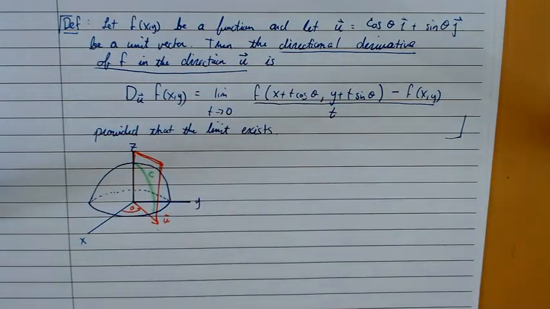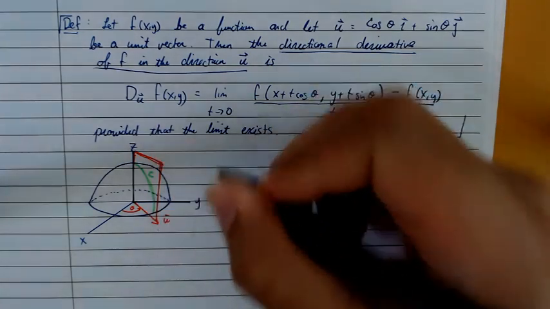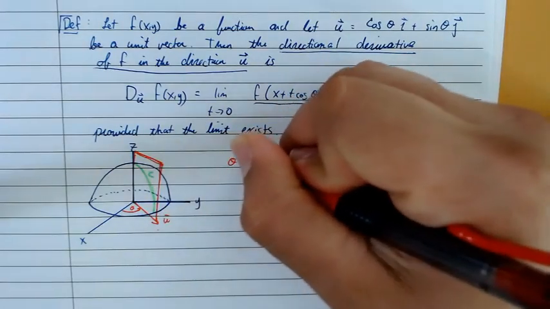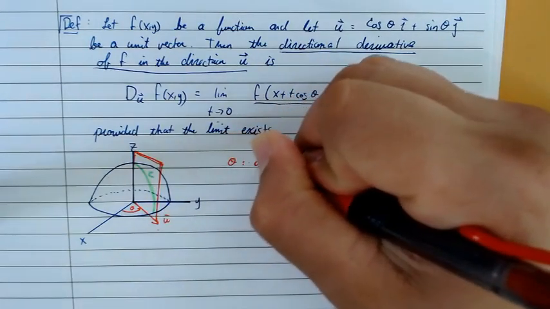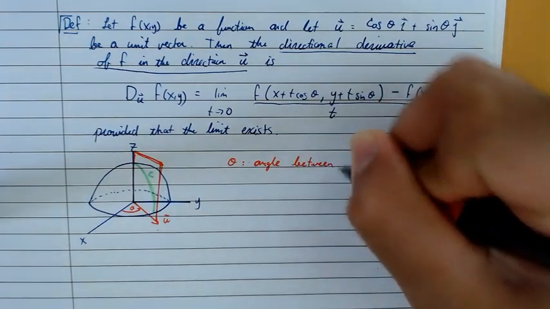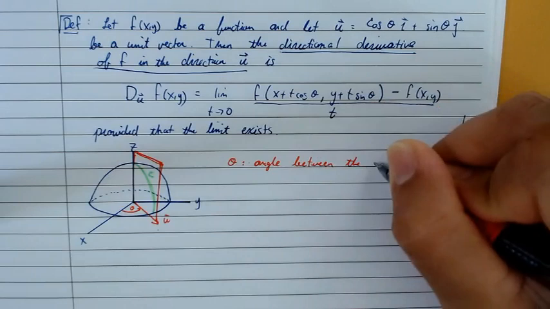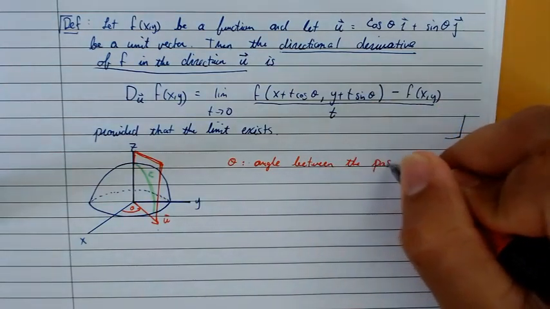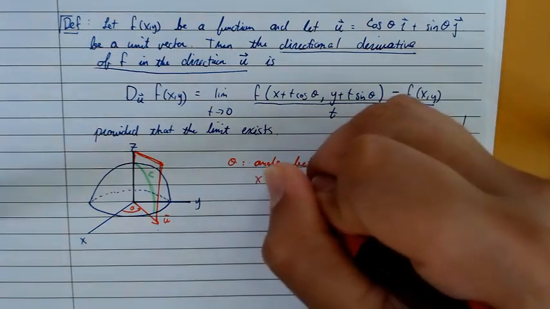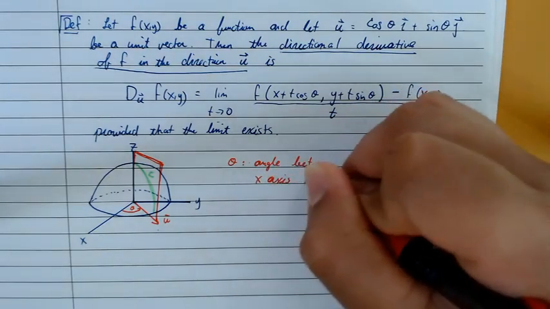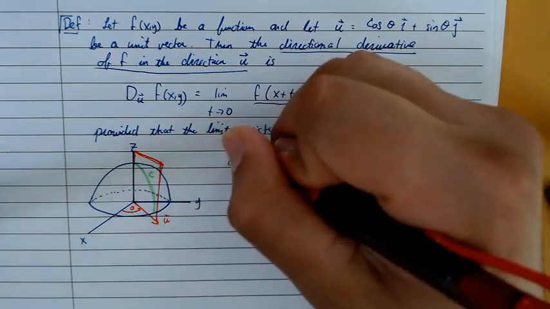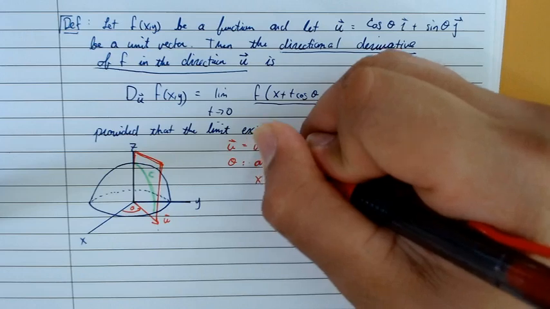All right. So let me go ahead and say all that. So theta, that's the angle between the positive x-axis and some vector u. Notice u is a vector in the plane.